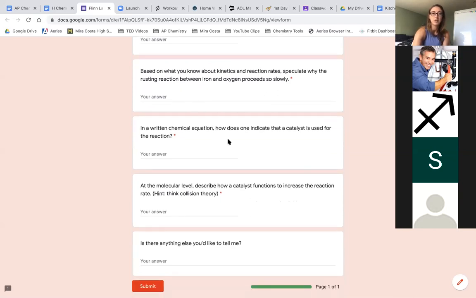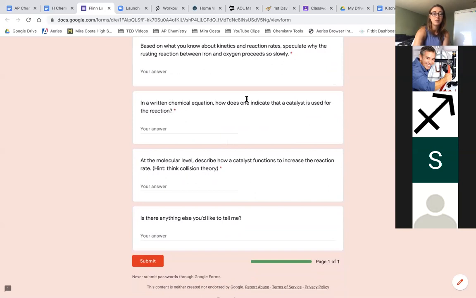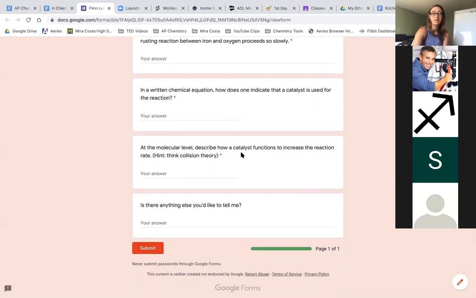Okay. In a written chemical reaction, how does one indicate that a catalyst is used? It's written over the arrow. At the molecular level, describe how a catalyst functions, thinking collision theory. So a catalyst is not going to be able to increase the energy of the collision, right? It's not going to make the molecules collide moving faster. That's temperature, right? A catalyst is like a matchmaker that brings the molecules together in the proper orientation, and then with sufficient energy as well to overcome that barrier and make the reaction happen faster.